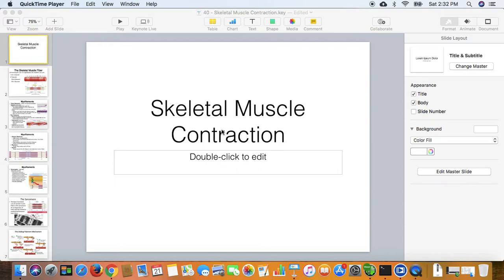All right, so in our last video, we talked about the action potential. The action potential is that wave of electrical activity going down the sarcolemma, the cell membrane of a muscle fiber or muscle cell. The whole point of the action potential in muscles is to cause muscular contraction. So today, in this video, what we're going to talk about is skeletal muscle contraction.